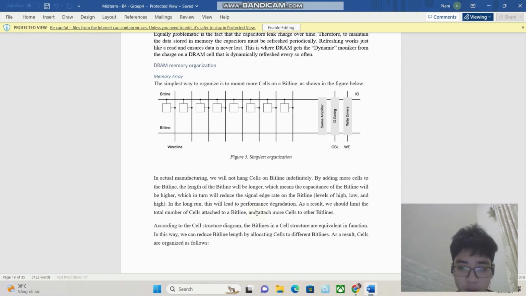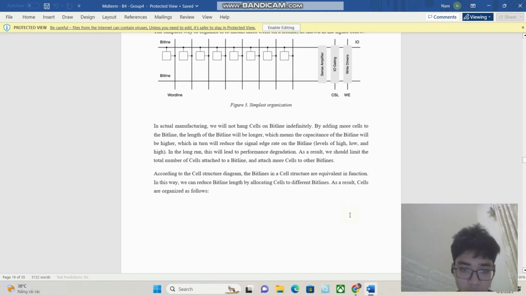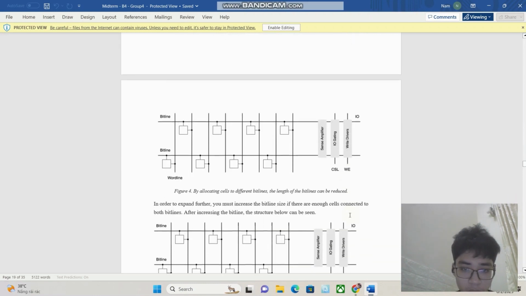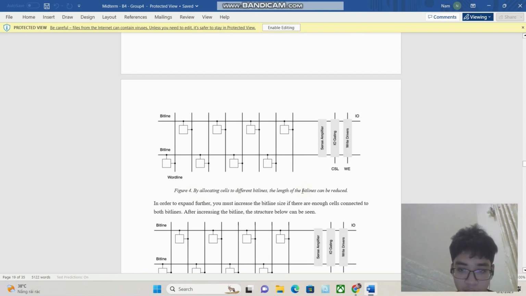As a result, we should limit the total number of cells attached to a bit line and attach more cells to other bit lines. According to the cell structure diagram, the bit lines in a cell structure are equivalent in function. In this way, we can reduce bit line length by allocating cells to different bit lines. As a result, cells are organized as follows. Figure 4 shows that the length of the bit line can be reduced.